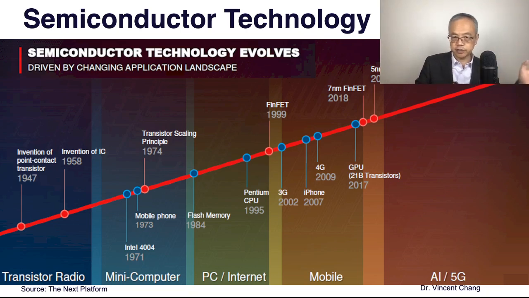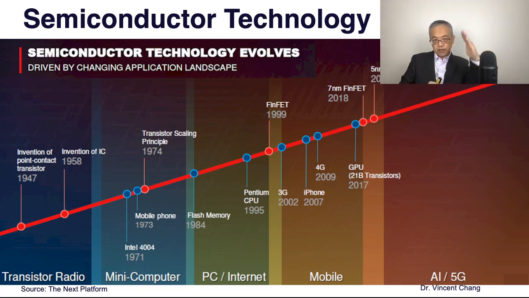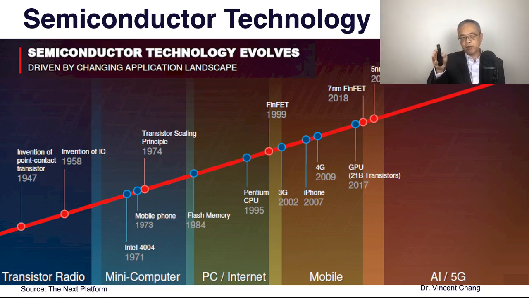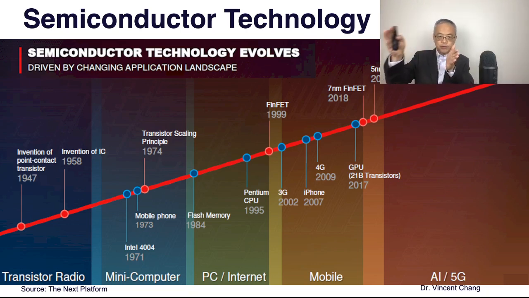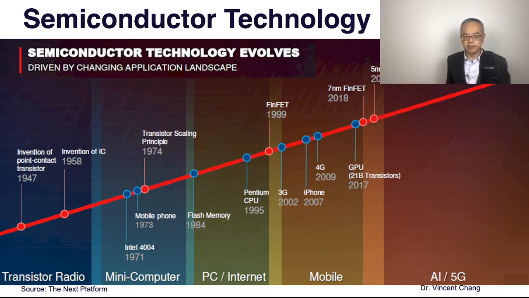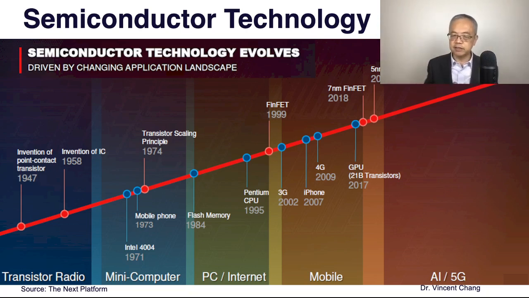Over the last 70 years, starting from the transistor radio, the invention of the point contact transistor in 1947, and then the vertical axis represents the circuit complexity. So basically, the first 50 years is before the millennium, all right? After the millennium, to this point, we have gone through about 20-something years. So we went through the transistor radio, minicomputer, PC, internet, mobile, and to artificial intelligence and 5G, all right?